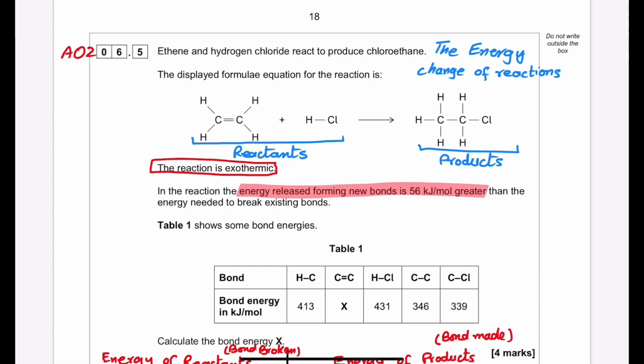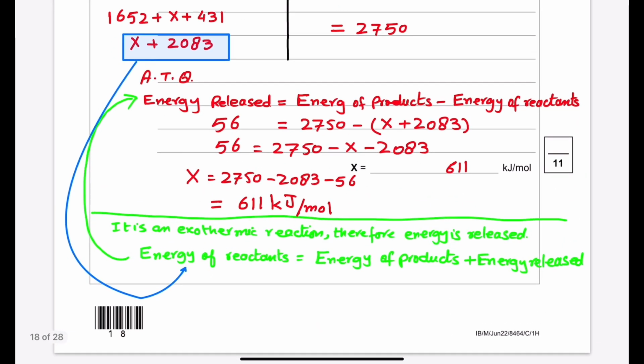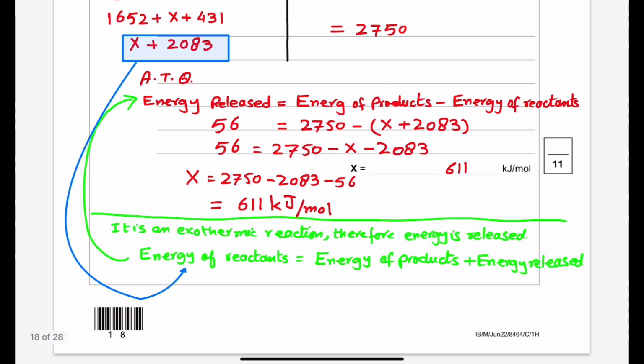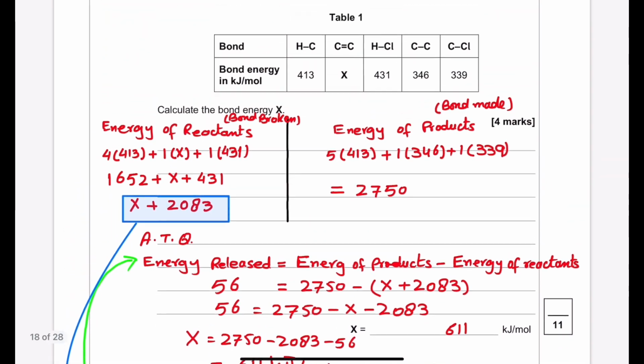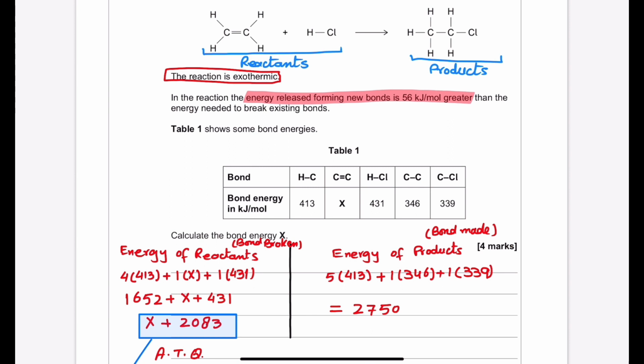Let's see the model answer. The easy thing for the student is to remember the energy of the reactants is equal to energy of the products plus the energy released. It is an exothermic reaction, therefore energy released will be taken as negative. So we are going to make our reaction very clear. Let's take the energy of the reactants.